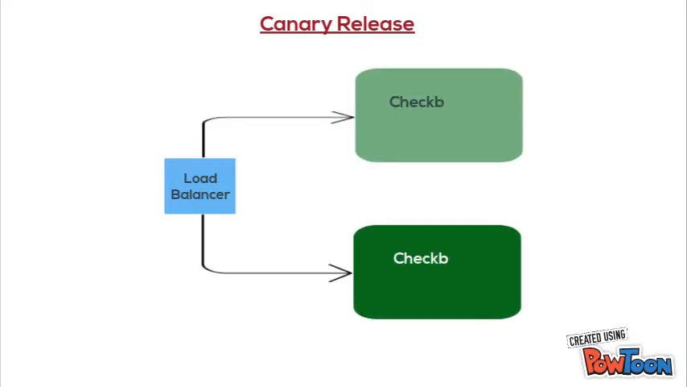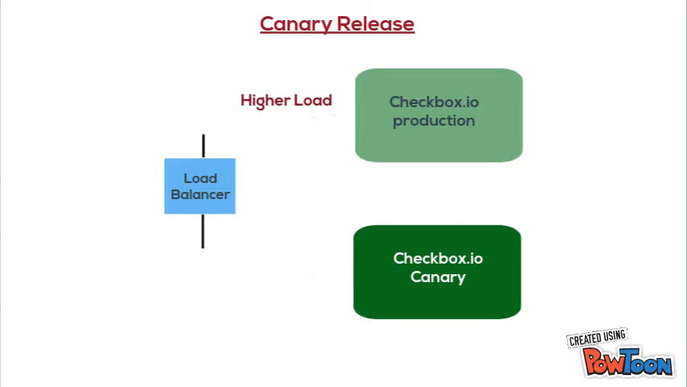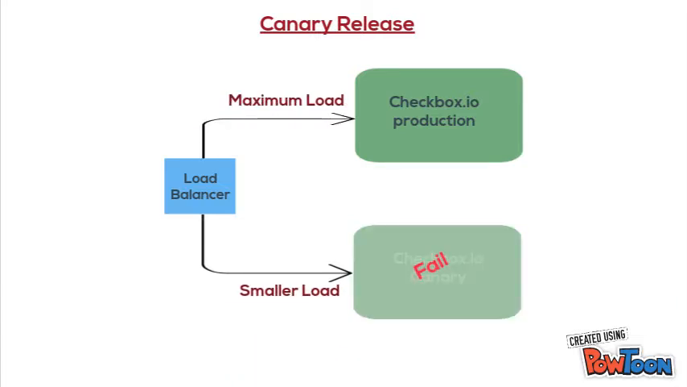Checkbox.io is deployed on 2 servers, a production server running code on production branch and a canary server running code from canary branch. We use a load balancer to redirect a part of the requests to canary server and majority to production server. If canary server goes down, all requests are sent to production server.